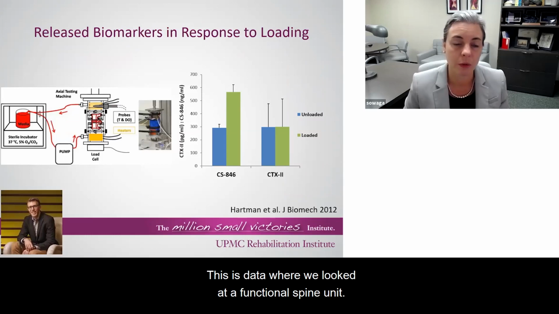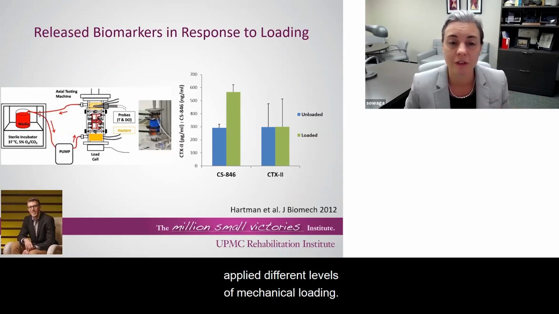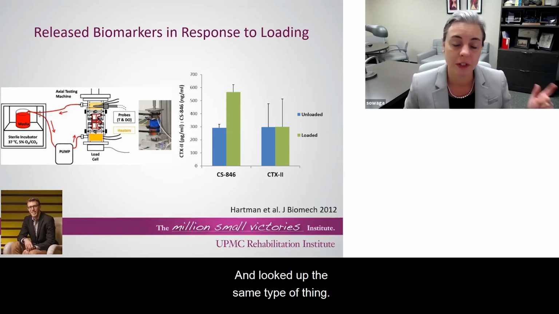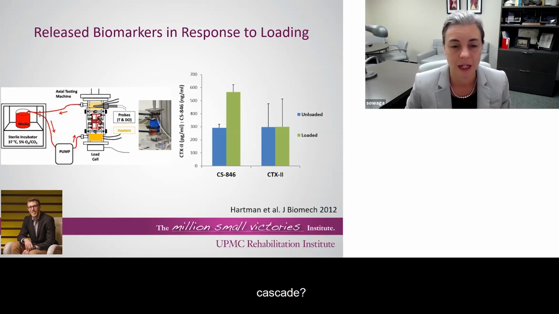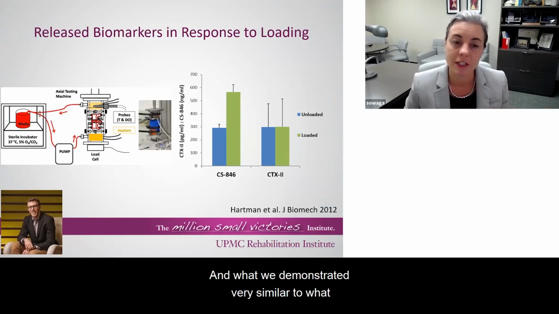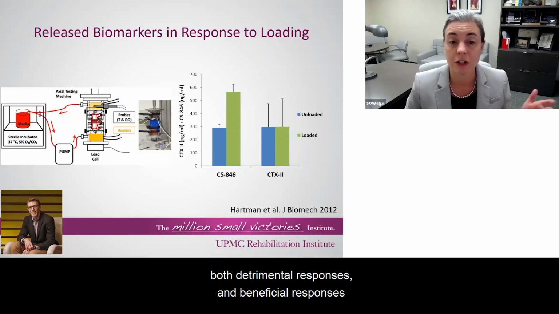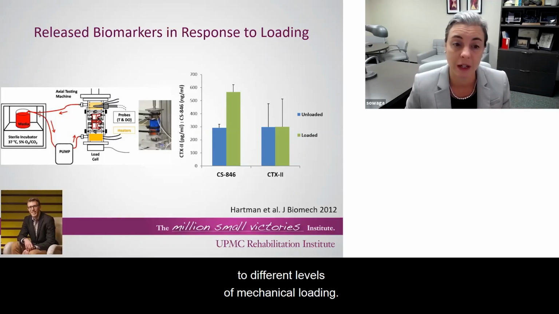This is data where we looked at a functional spine unit, so the entire tissue now, bone, disc, bone, applied different levels of mechanical loading, and looked at the same type of thing, what happened to the inflammatory and anabolic cascade. And what we demonstrated, very similar to what we saw in cell culture, was that these tissues had both detrimental responses and beneficial responses to different levels of mechanical loading.